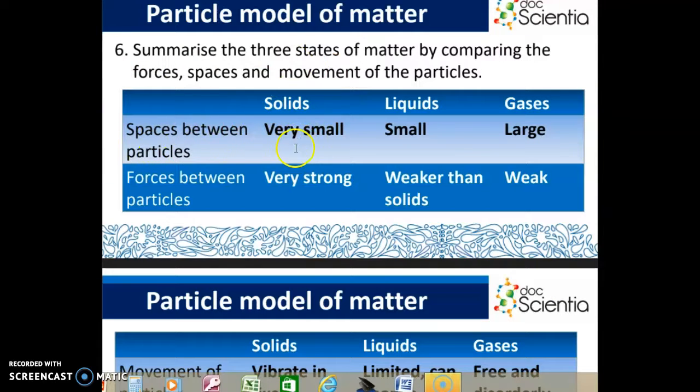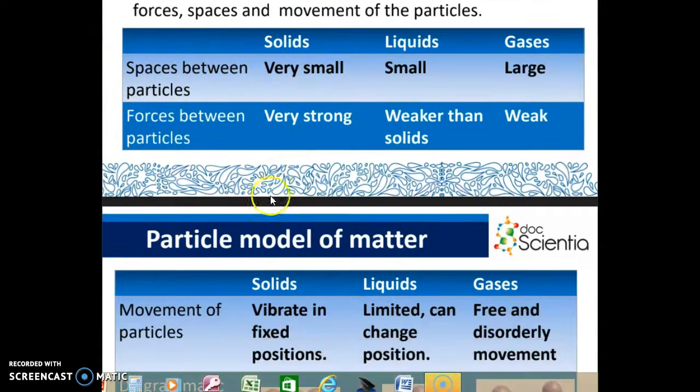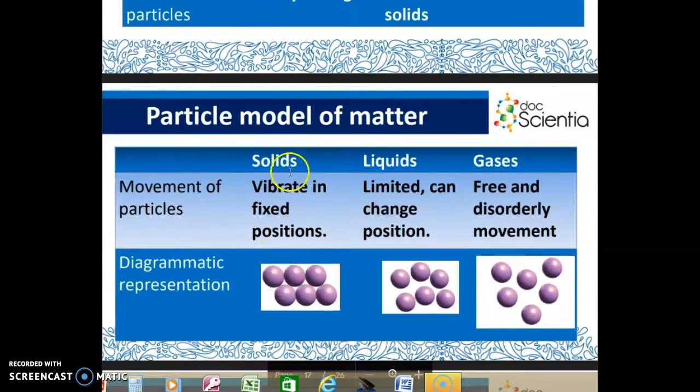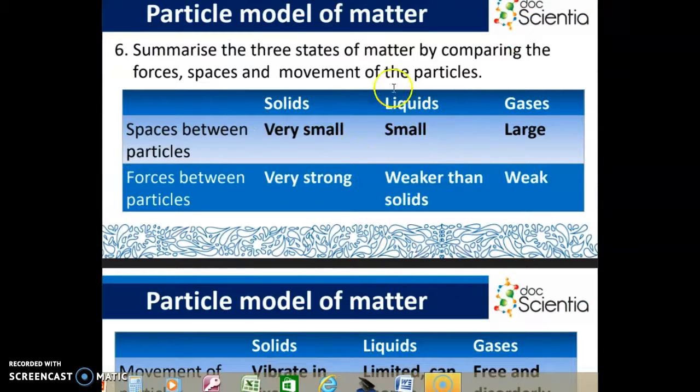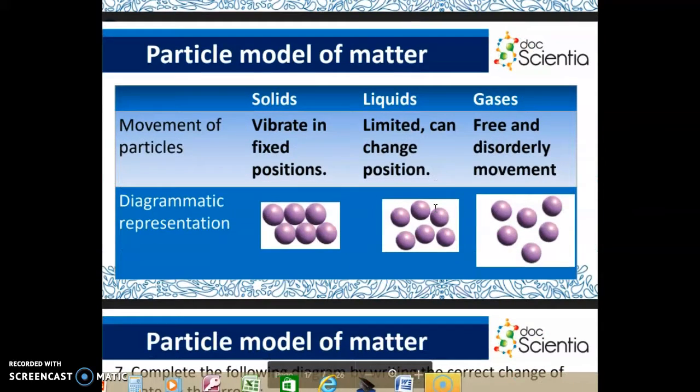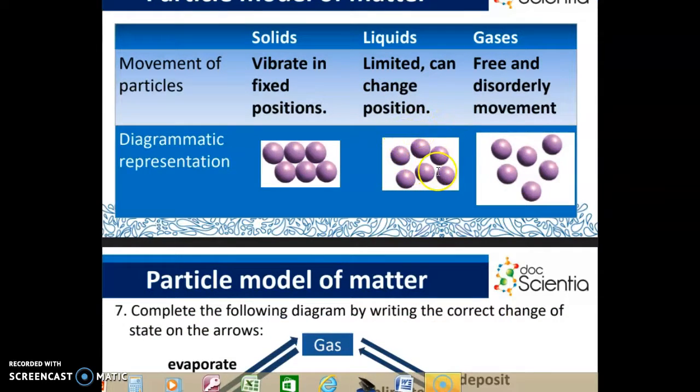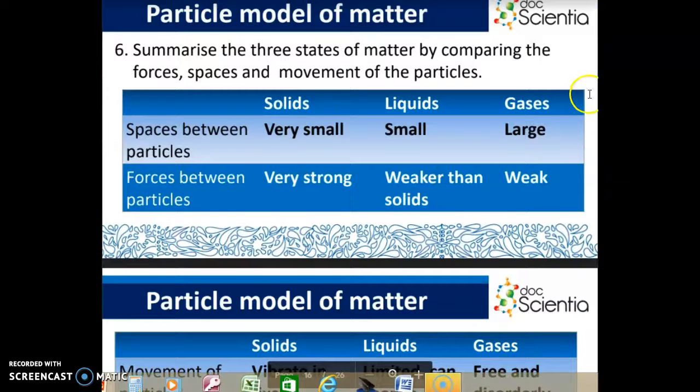Solids. The spaces between the particles are very small. The forces between the particles are very strong. The movement of the particles in a solid vibrates in fixed position, and this is what the picture of a solid looks like. Liquids. The spaces between the particles are very small. The forces between the particles are weaker than in solids. The movement of the particles is limited, but they can change position. And this is what a diagram of a liquid looks like.